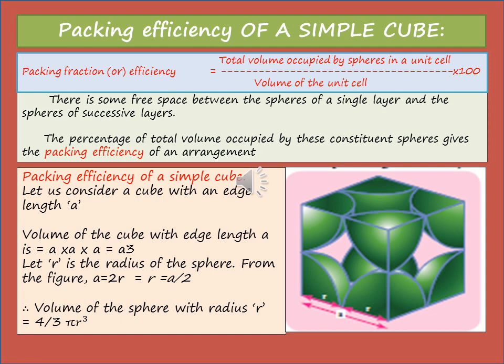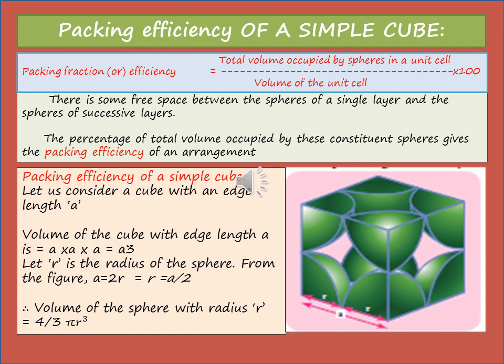We know that in a simple cube, atoms are arranged only at the corners. Let us consider a cube with an edge length of a. We know the volume of the cube to be a into a into a, which is equal to a cube. That is, we know the denominator as a cube. Let the radius of the atom be r. Then a, this side length, will be equal to r plus r, which is equal to 2r. Or radius will be equal to a by 2.